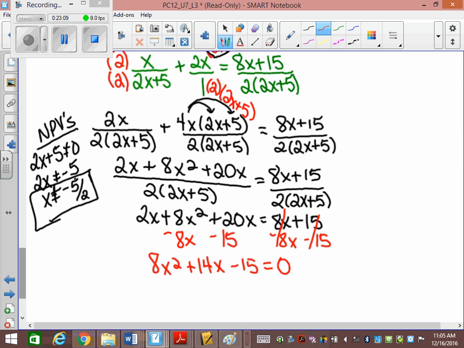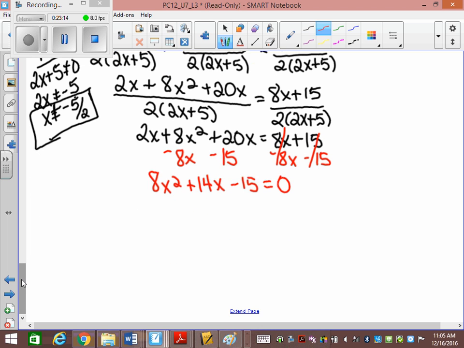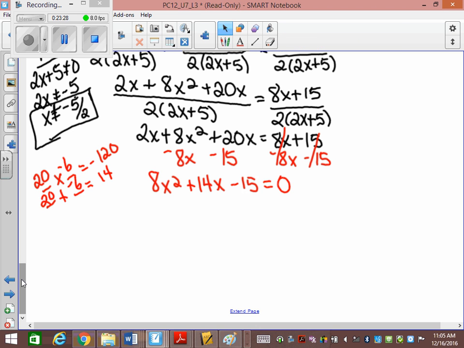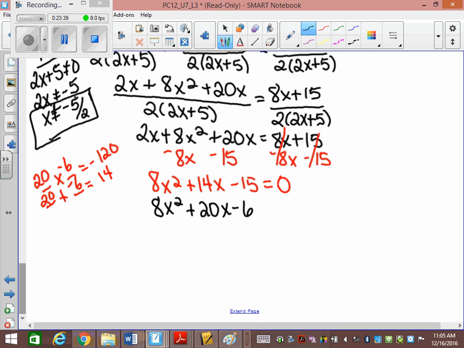So you're trying to figure out what multiplies to give you negative 120 and adds to give you positive 14, and it's 20 and 6. So what times what equals negative 120? What plus what equals 14? It's going to be positive 20 and negative 6. We have to decomp. You can't just go x plus 20, x minus 6. If you're still doing that, stop. You have to stop. Stop the madness. Do decomp. So 8x squared plus 20x minus 6x minus 15 equals 0.